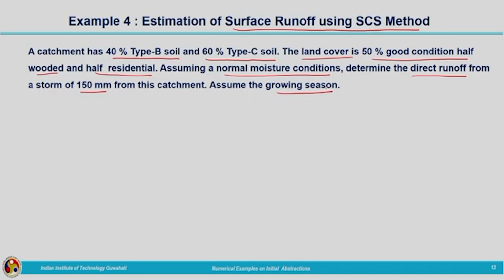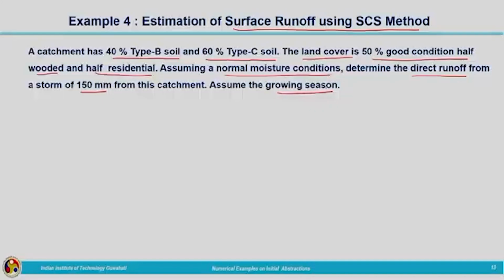When we were discussing the SCS curve number method, we saw that the moisture content is related to antecedent moisture content. Corresponding rainfall values have been given in a table. The growing period and also the dormant period are given in that. So, here in this problem it is related to the growing season. Corresponding to that, the value should be taken from the table.